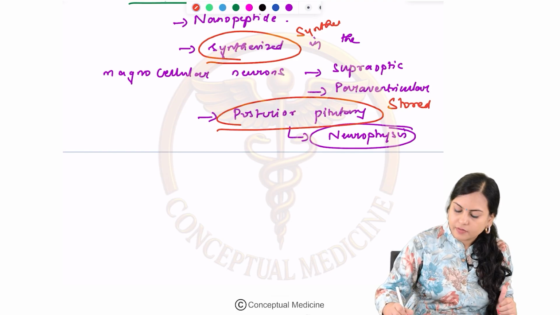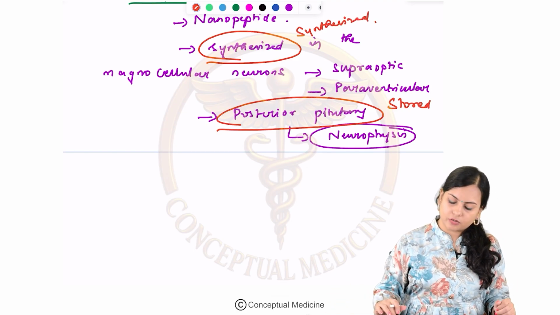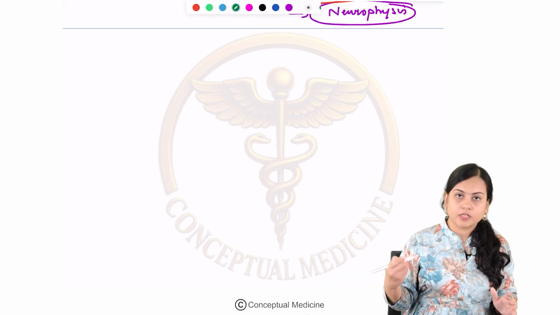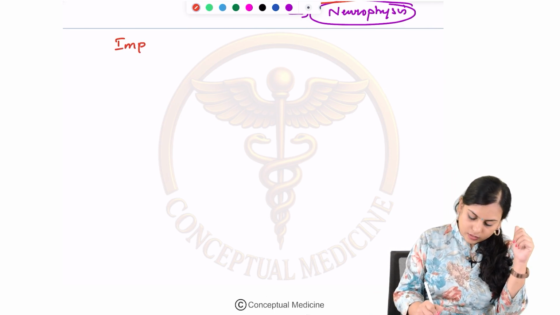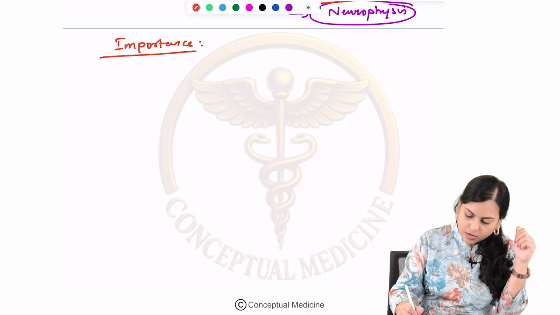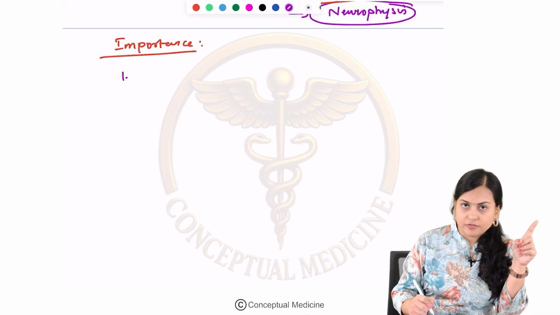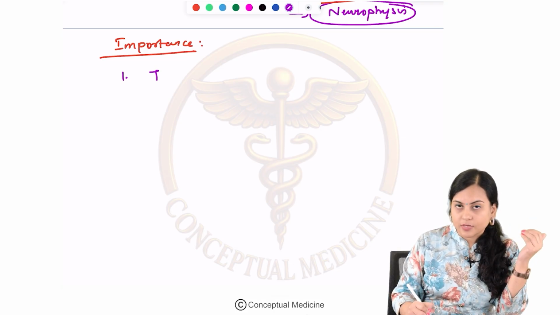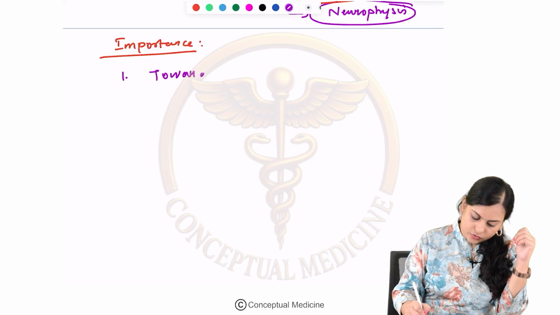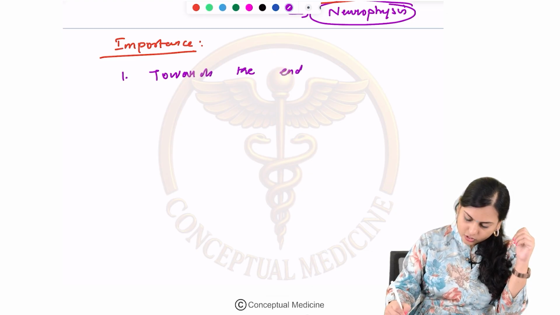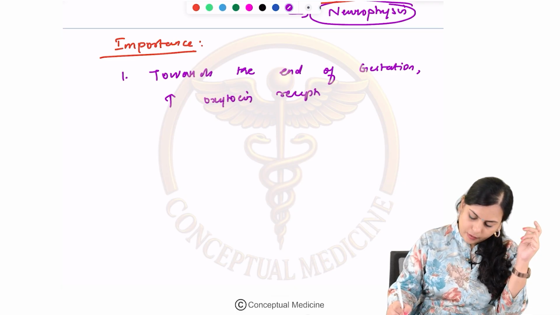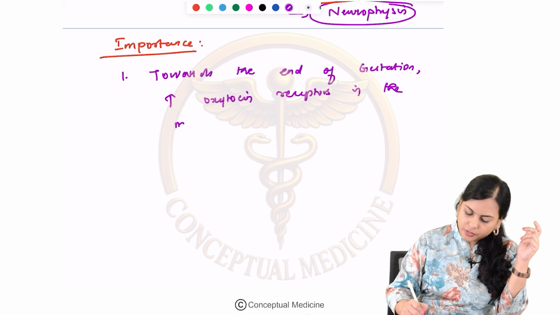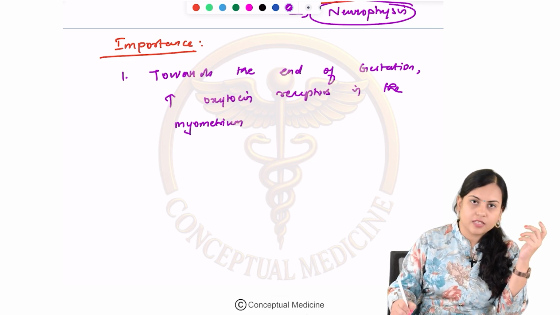Okay. So, this is very important. Clear? Okay. Now, we will see what is the importance of oxytocin. We already know towards the end of the gestation, there is increase in oxytocin receptors in the myometrium as well as in the decidua.